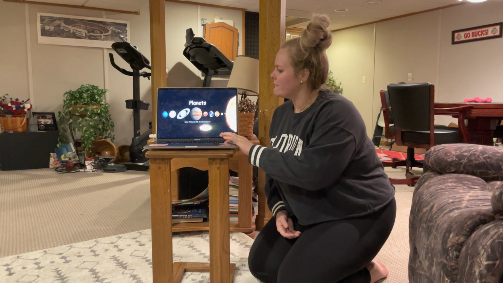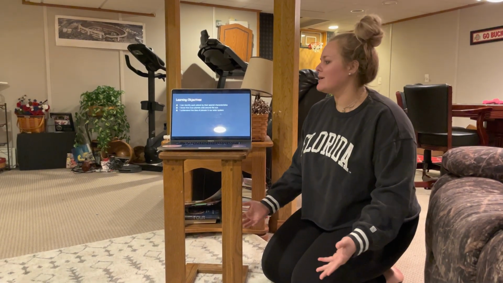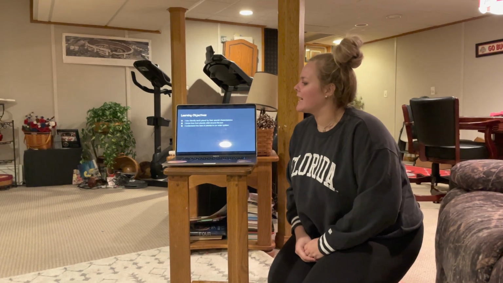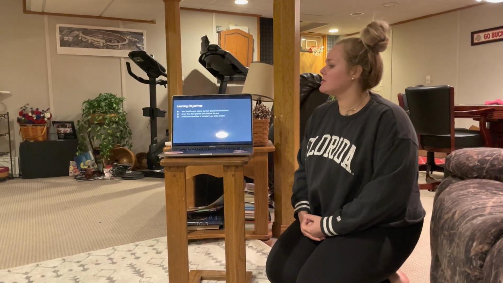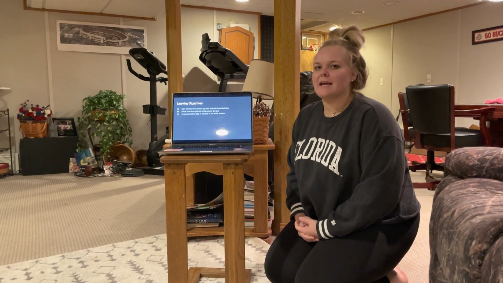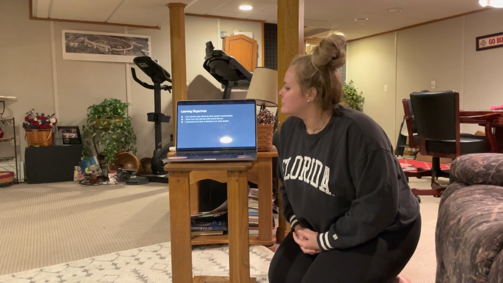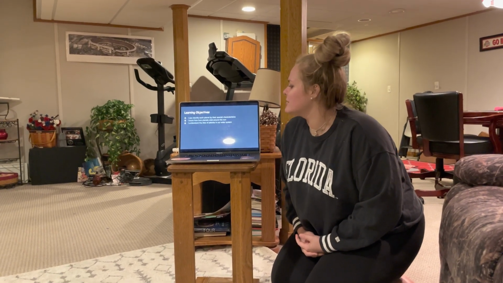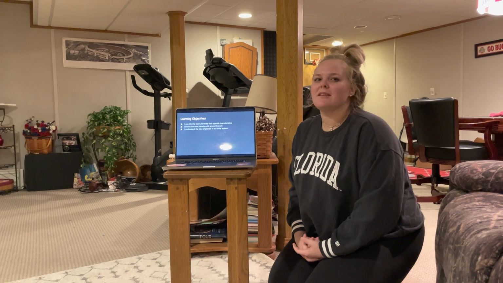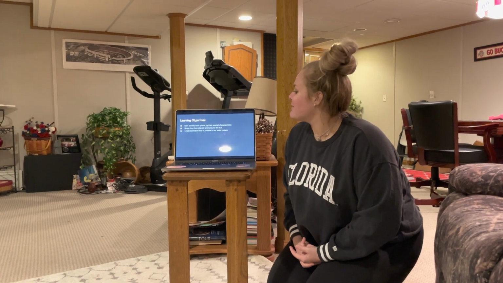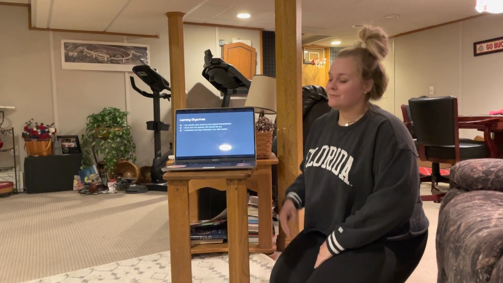Hi students! Okay, so today we are going to learn about different planets in our solar system and how they orbit the sun. First, we're going to start off with some learning objectives like I can statements. So the first one is I can identify each planet by their special characteristics. Second one is I know how planets orbit around the sun. And the third one is I understand the idea of planets in our solar system.